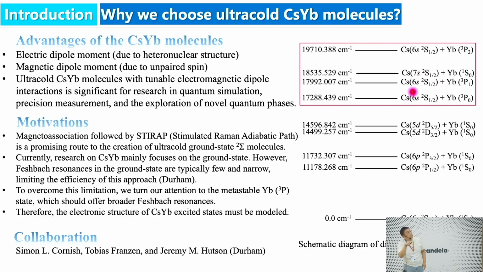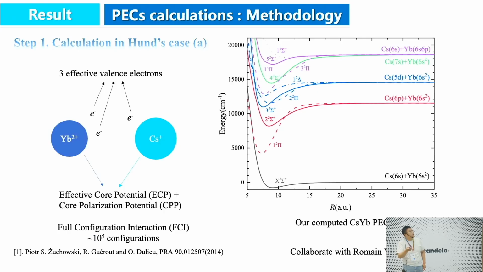As shown here, I summarized all the dissociation limits for cesium ytterbium, and there are some special structures. Cesium in the 7s excited state lies in the middle of ytterbium in the metastable triplet P state. It's very special. This work is in collaboration with the Durham team, and I will show our results for how we calculate the potential energy curves, together with our colleague Zonghan Yu.